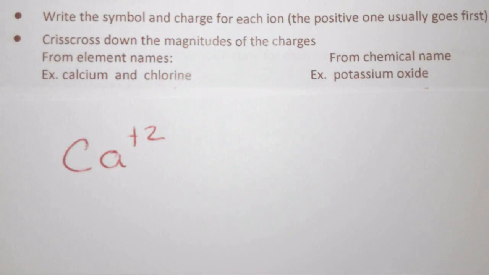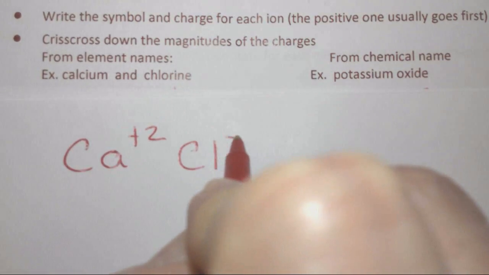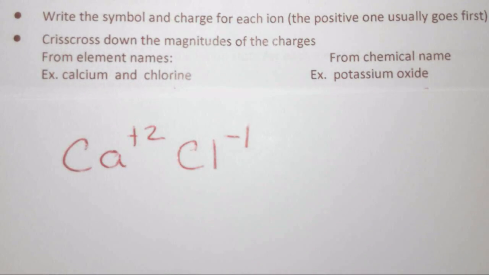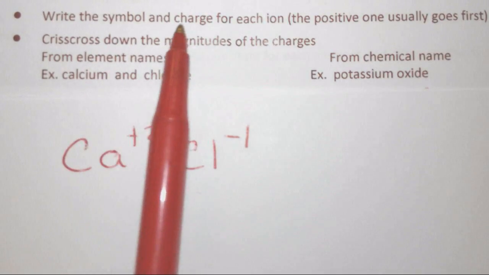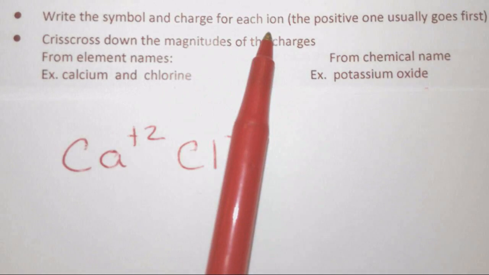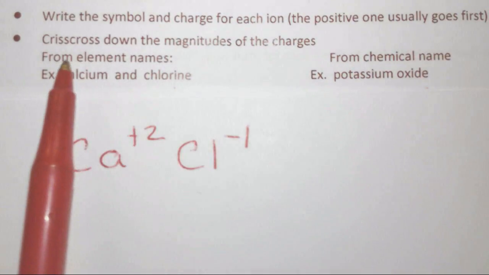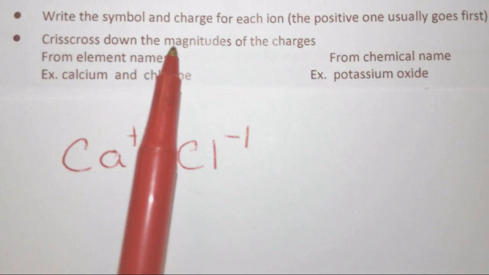And then we find chlorine. Now, the word chlorine is not on here, but what word do you suppose you are going to be using? Chloride. And when you find that, you see that the symbol and charge is Cl-1. Okay, so that's step one. We wrote the symbol and charge for each ion, putting the positive one first. And now we're going to crisscross down the magnitudes of the charges. The magnitude means the number part, not the positive or negative sign.